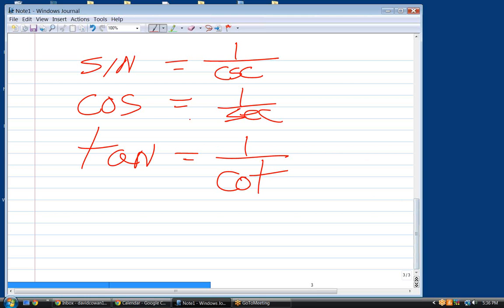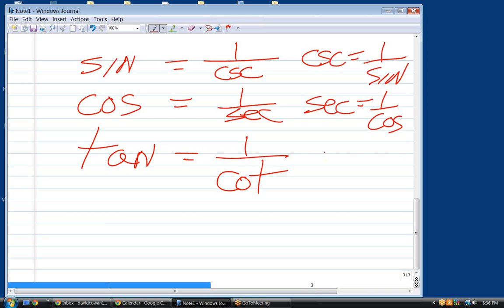And of course, it works vice versa. In other words, cosecant is 1 over sine. So you end up with 6 of them. So there's the 6 reciprocal identities.